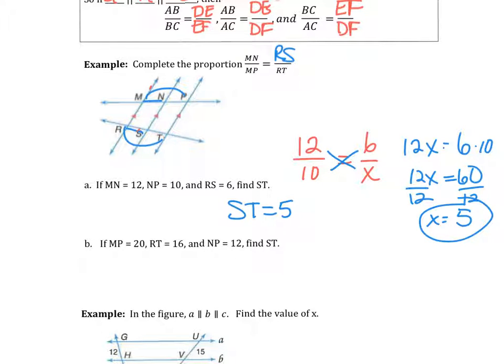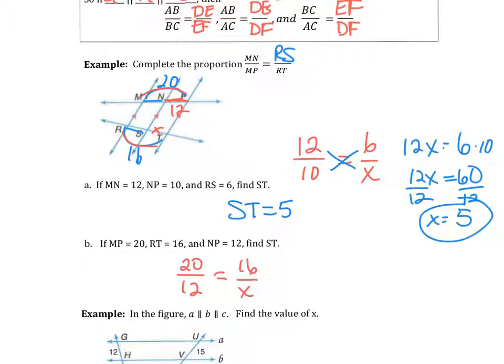All right, let's erase some of those numbers here. MP, so this whole part, I've got it already kind of arrowed there, is equal to 20. RT, this whole part, is equal to 16. This time I'm using NP, so NP is equal to 12. We're trying to find ST. I'm going to go ahead and set up those proportions, so I'm going to say 20 over 12, so this long part over the short part is equal to this long part, so 16 over x.